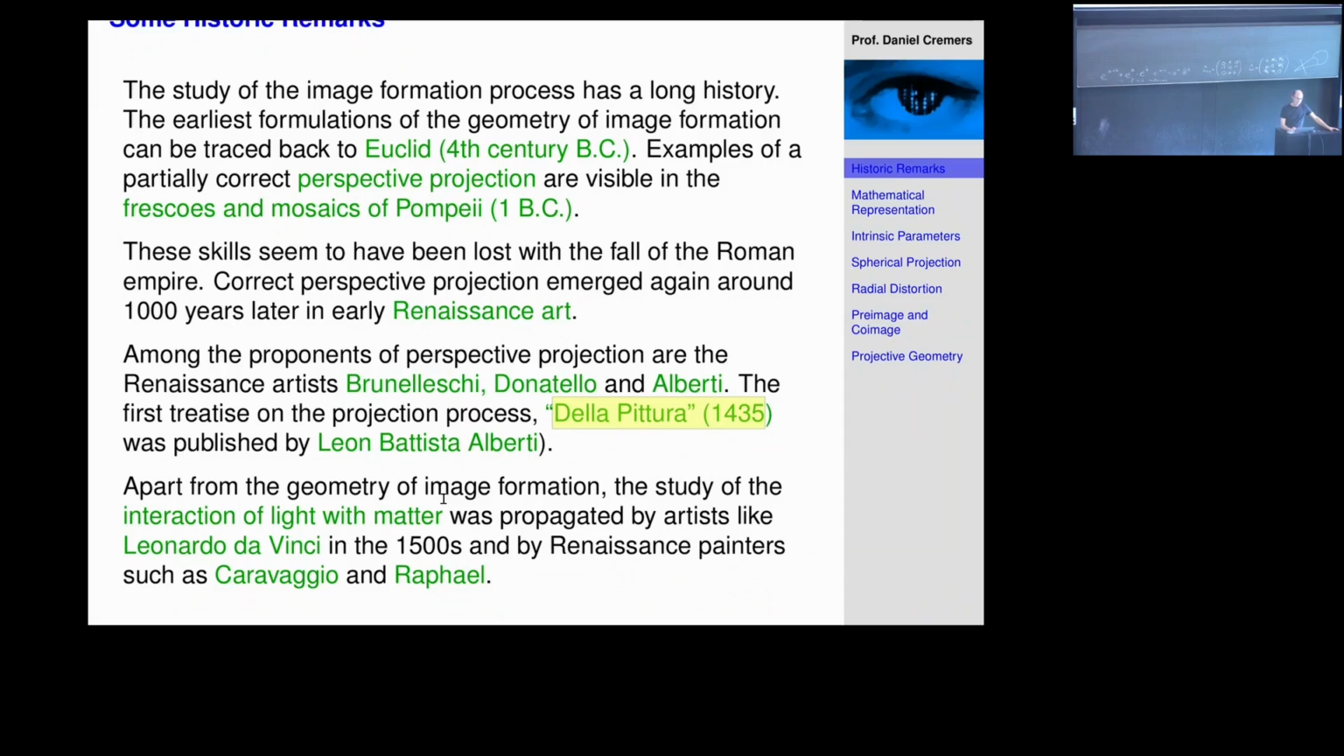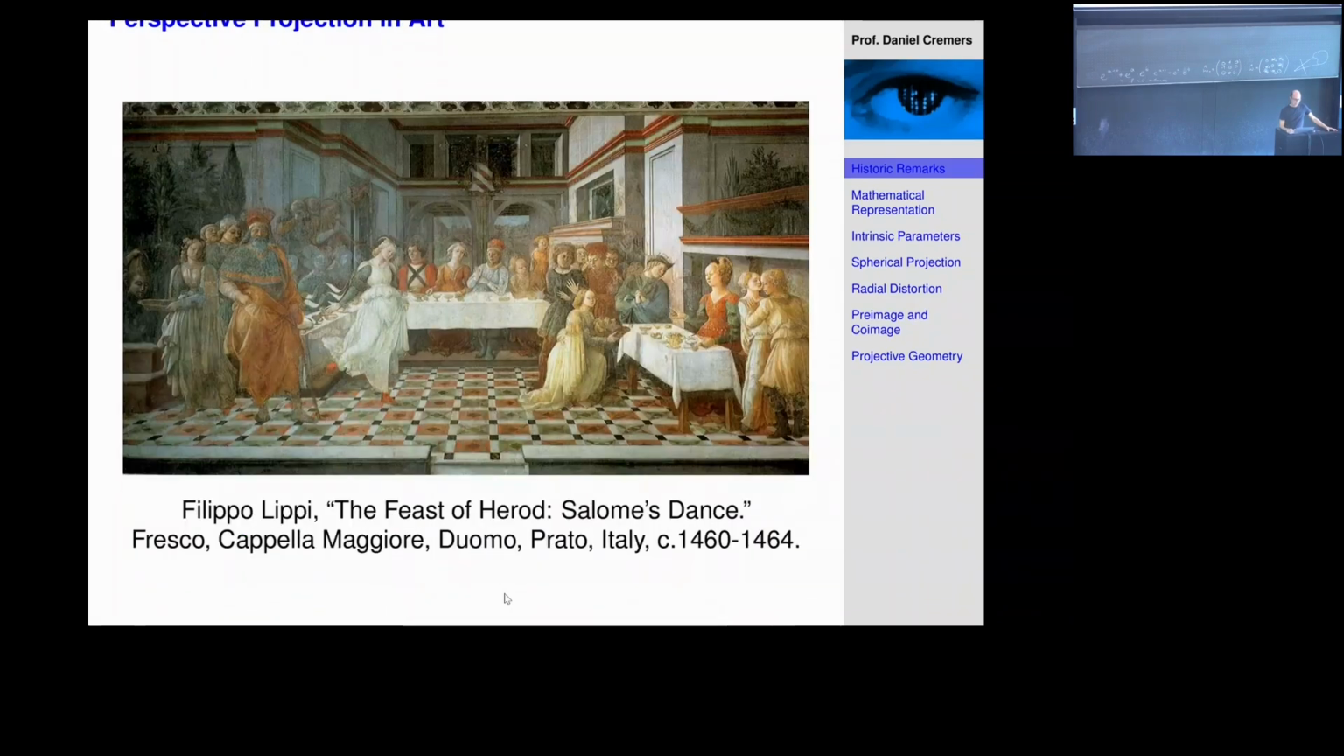At the same time, the Renaissance not only rediscovered perspective projection, but in the Renaissance, artists like Leonardo da Vinci, Caravaggio, and Raphael studied in great detail the interaction of light with matter, how light reflects off of objects, how you can really paint water and other materials in a very realistic way. And so this was all studied.